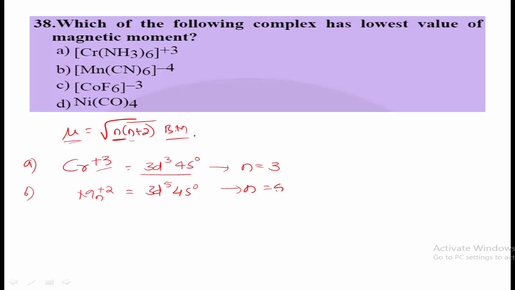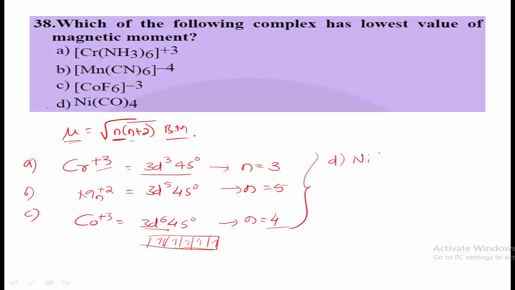What would be the value of n? Option C, CO. What is the oxidation state? Plus 3. Therefore 3d6 4s0. Now what is the value of n? That means how many unpaired electrons are there? n is equal to 4 because 6 electrons are there. You can represent it as 1, 2, 3, 4, 5. After 5, the 6th electron will get paired up. Therefore, the number of unpaired electrons will be 4.